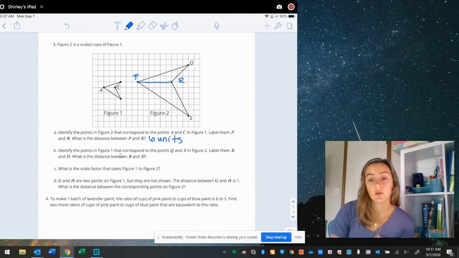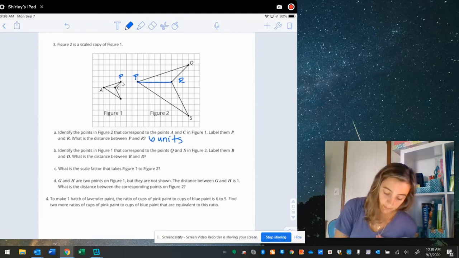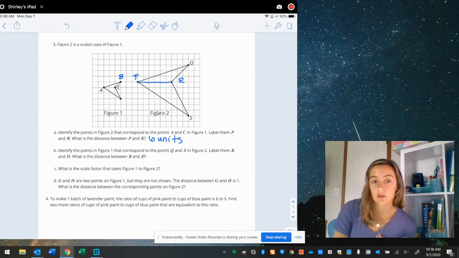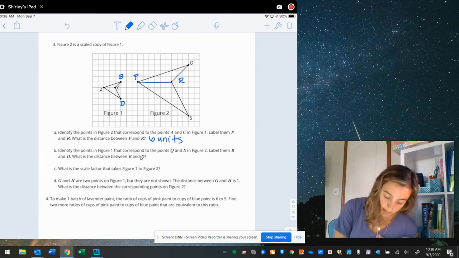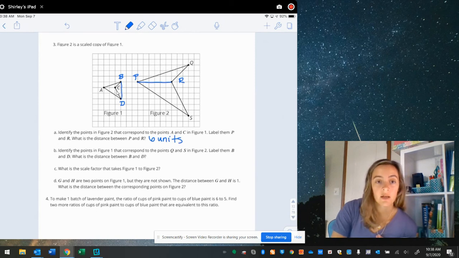Identify the points in figure 1 that correspond to the points Q and S. Okay, so now I'm looking at this figure and I'm going down here. Q corresponds to this point right here, and then it says label them V. And S corresponds to this, and I'm going to label it D. What is the distance between B and D? So now I'm going to count this up and down space here, and that's going to be 1, 2, 3.